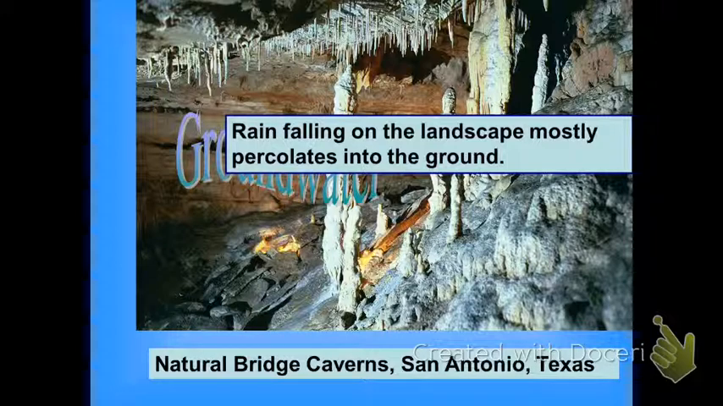Eventually, it's going to get to a spot where it either hits rock and cannot go further, or it's going to dissolve out an area. So when it hits that rock, can't go further, it can create an underground lake. That's called an aquifer. It can create an underground river running groundwater. Or it can carve out caves.